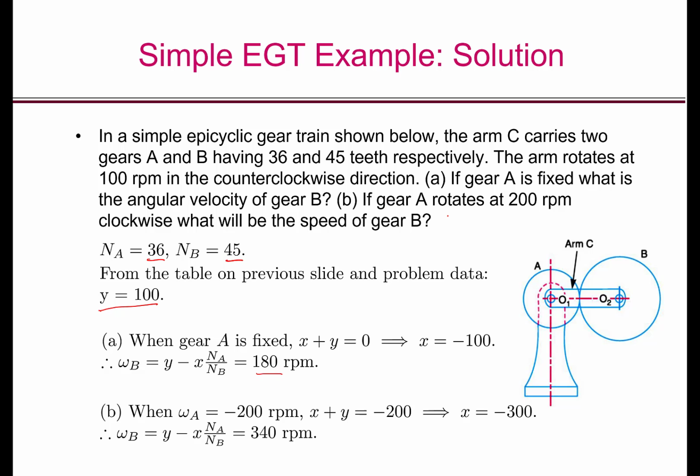For the case B, the gear rotates at 200 RPM clockwise. So omega A equal to -200 RPM. Therefore X plus Y is equal to -200. Remember, X plus Y is the motion of gear A from the previous slide. Therefore X is equal to -300 RPM. And omega B becomes 340 RPM.